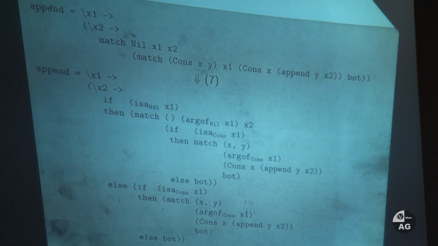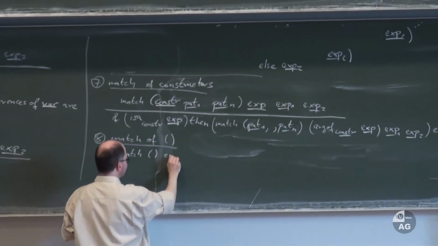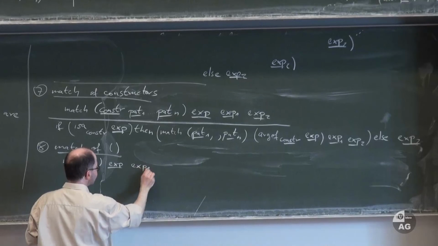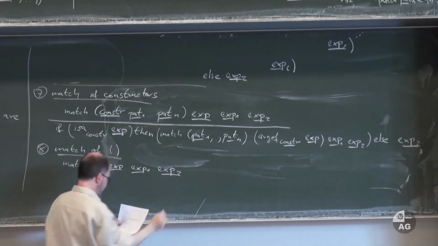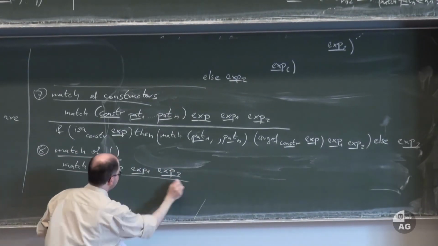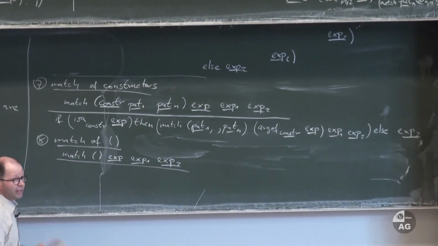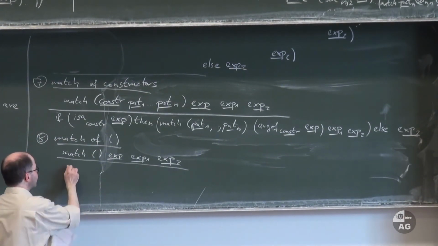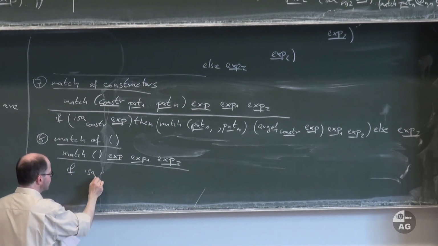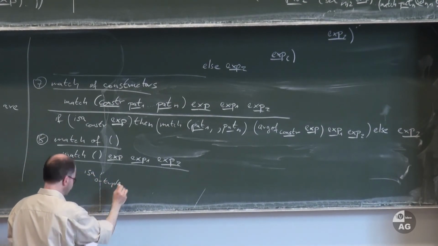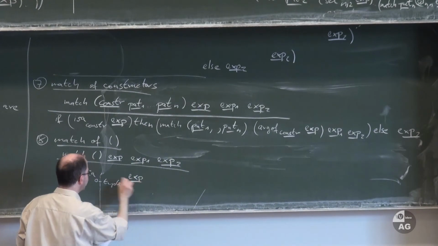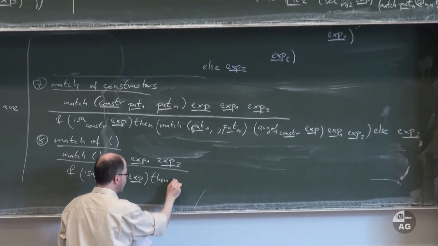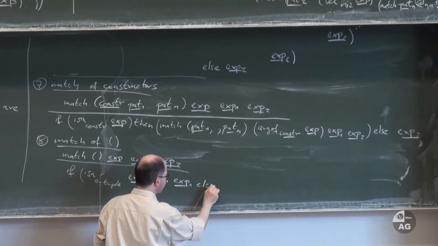So the matching of the empty tuple. Well, here, if we want to match the empty tuple against some expression exp, and if this works, the result is x1, and otherwise it's x2. Well, here we simply check, is exp the empty tuple? And if yes, the result is x1, and if no, then the result is x2. So we have this function is-a-zero-tuple. We check whether exp is really the empty tuple, and if yes, we get x1, and if no, we get x2.